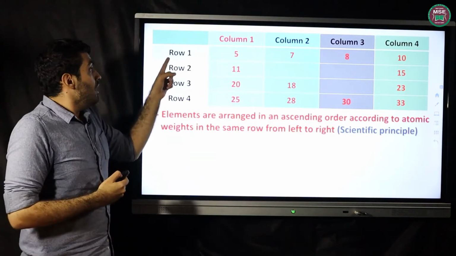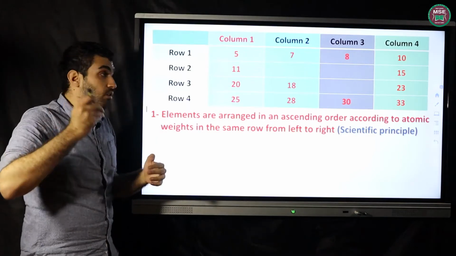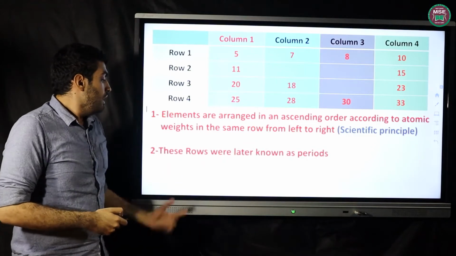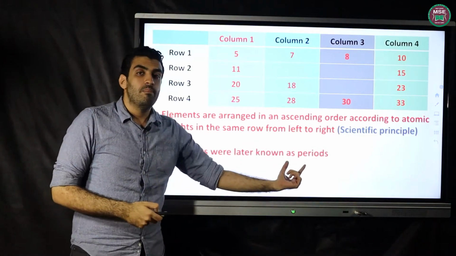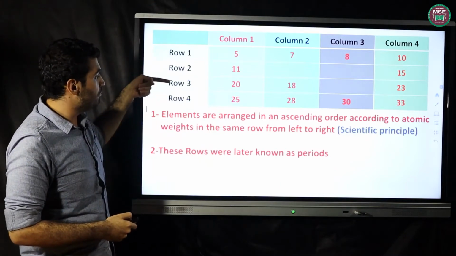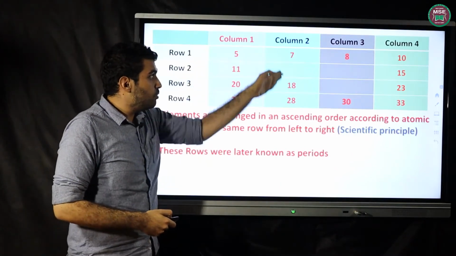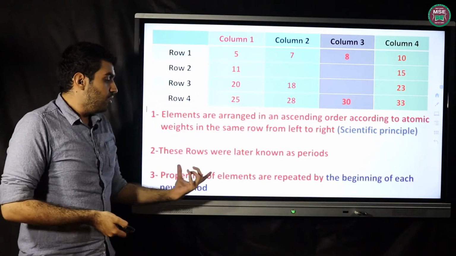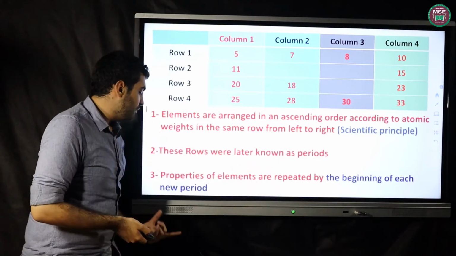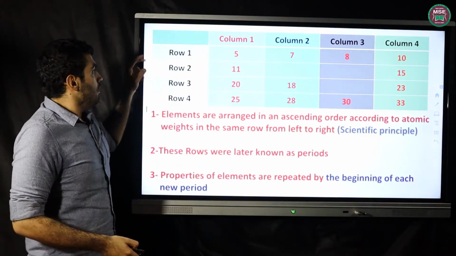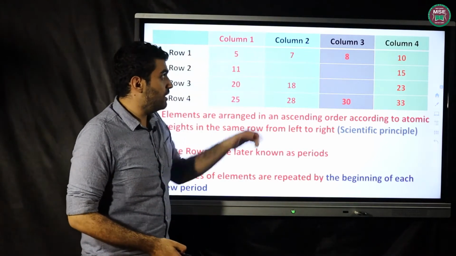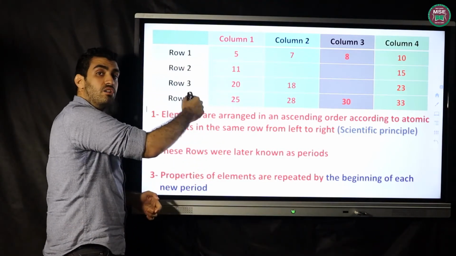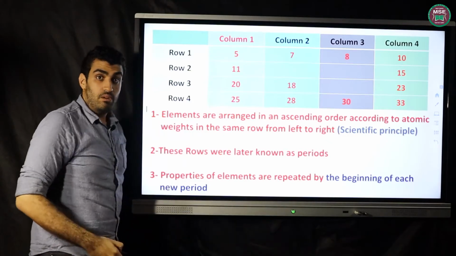And we said that a row is called a period, and a column is called a group. These rows were later known as periods. So period 1, period 2, period 3, and period 4. Group 1, group 2, group 3, and group 4. Number 3, the properties of elements are repeated at the beginning of each new period. How come? In the first period, the colors are found like this. In the second period, the colors are repeated. So as we start a new period, the colors are repeated like the previous period. Okay?